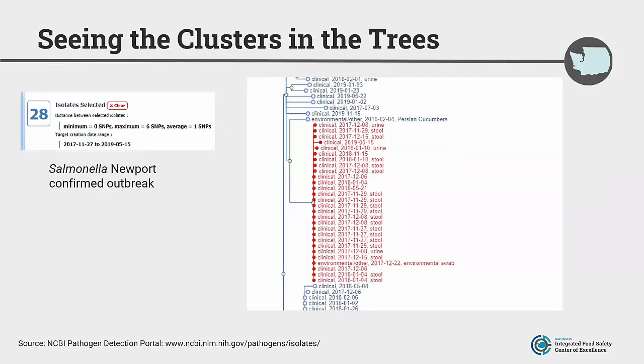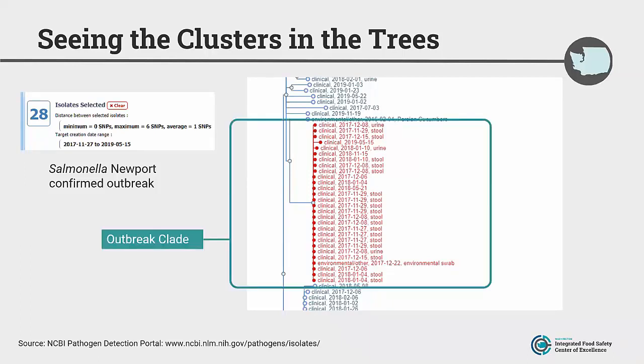So we're going to look at a few outbreaks to talk about how you can look at trees and try and make sense of what they're saying here. All of our isolates in red here are from a confirmed Salmonella Newport outbreak. And we can see a very clear defined outbreak clade here, where our isolates of interest are not only grouping together, but they're grouping together by themselves to the exclusion of all the other isolates on the tree. So that's a very nice clade for an outbreak.